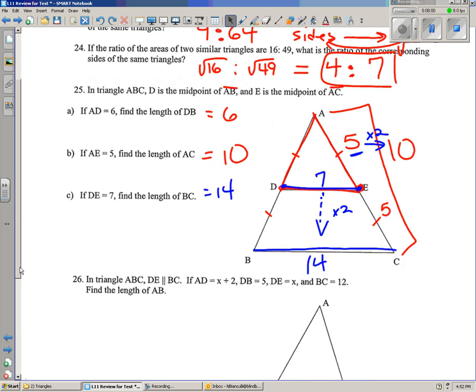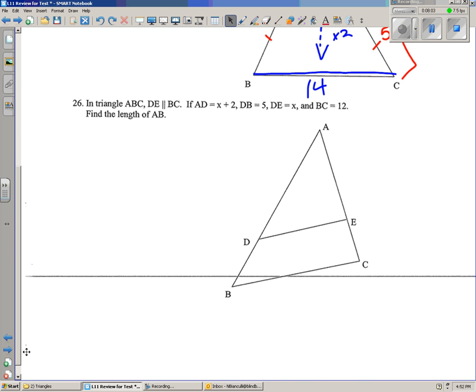Number 26. Last but not least, and again, please ignore the copier line. In triangle ABC, it says DE is parallel to BC. So right off the bat, we get similar triangles. If AD is x plus 2, DB is 5, DE is x, and BC is 12, they would like us to find the length of AB.